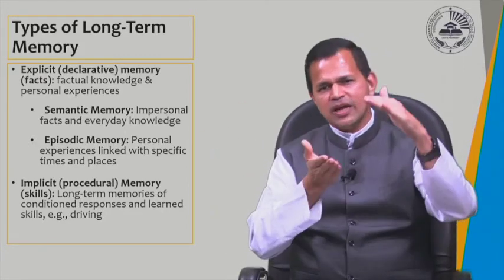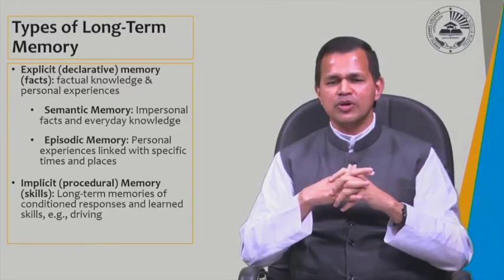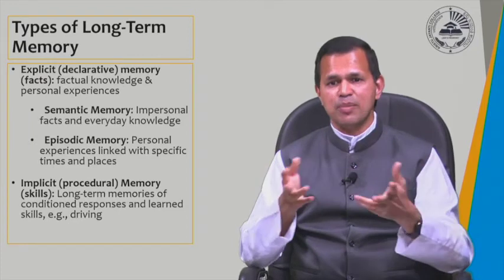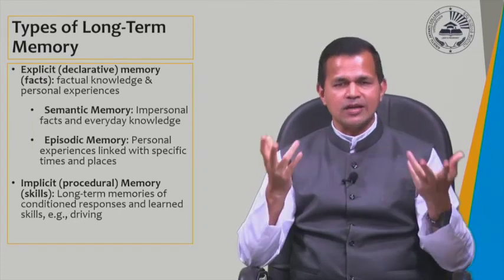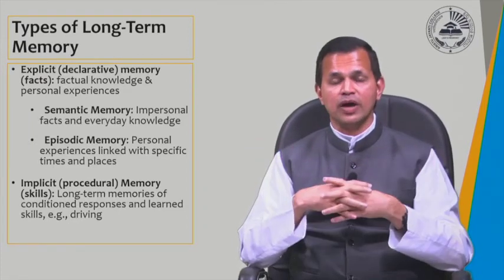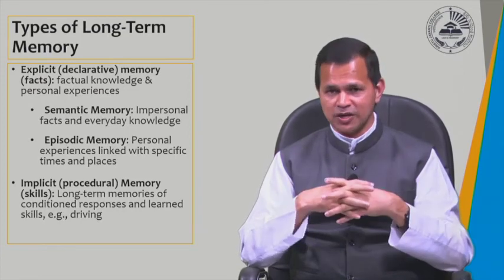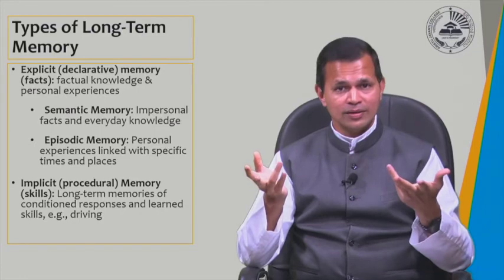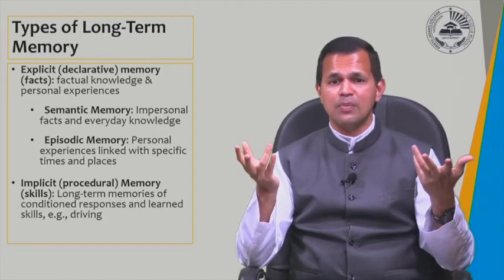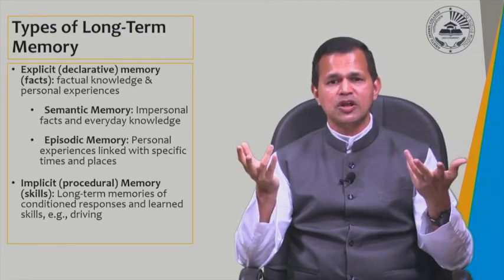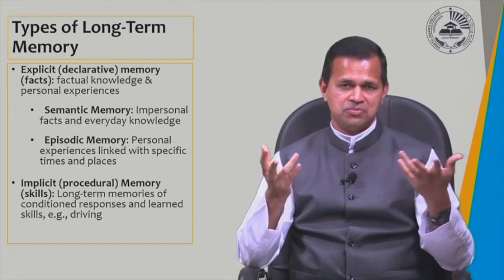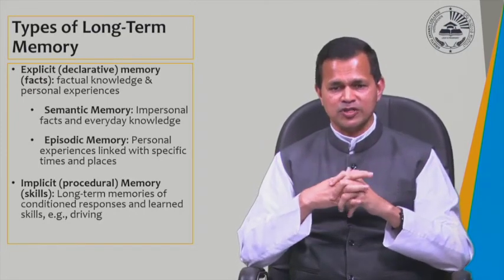And then the second type of long-term memory is called implicit memory or procedural memory. It is talking about skills. I hope everybody knows cycling, bicycling, and many of you might know driving and swimming. All these things come under procedural memory. So this is long-term memory of conditioned responses and learned skills. Driving is a very good example, I believe, for this.